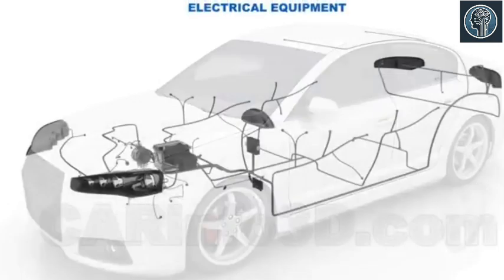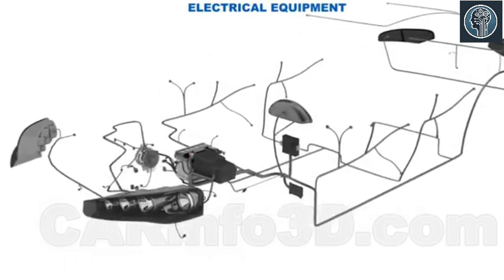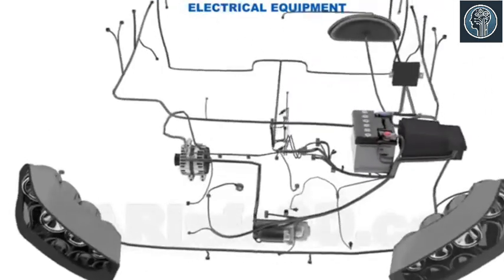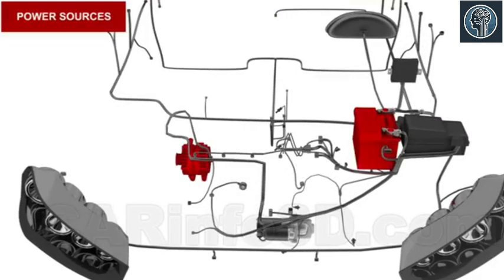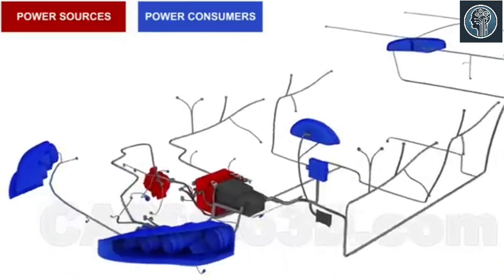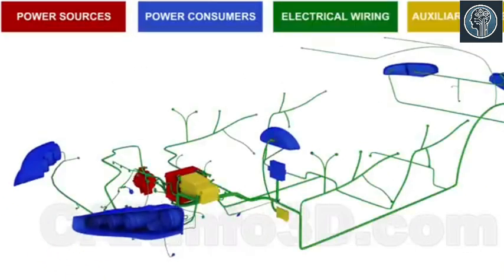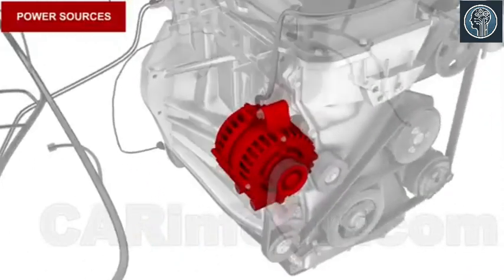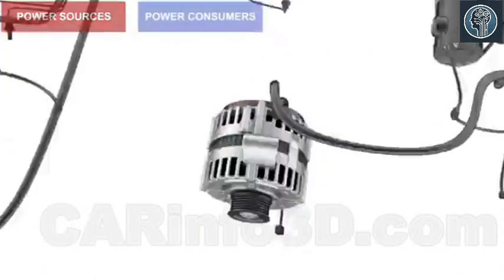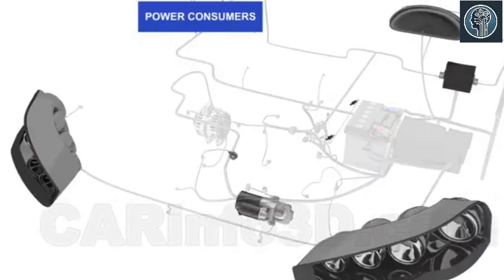Passing on to electrical equipment. Modern vehicles are inconceivable without electrical equipment. It stores, generates, transmits, and consumes electricity. An electrical equipment within a vehicle can be classified into a few categories: power sources, power consumers, electrical wiring, auxiliary elements. Power sources are the battery and the generator. Power consumers include various appliances that require electricity to operate, such as headlights, the starter motor, the engine control unit, and others.